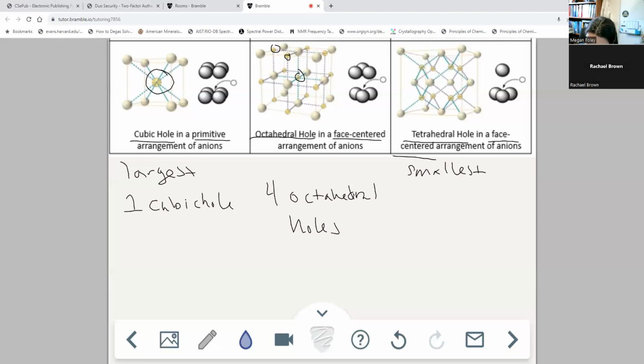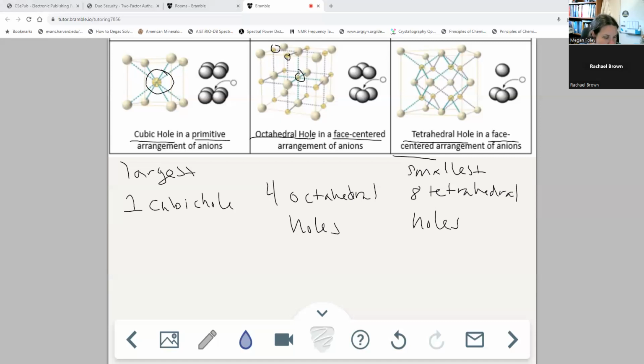With our tetrahedral holes, these are entirely inside the unit cell. We see there are 4 here, 4 here. So there are a total of 8 tetrahedral holes. And I think those are the main things to go over for today.